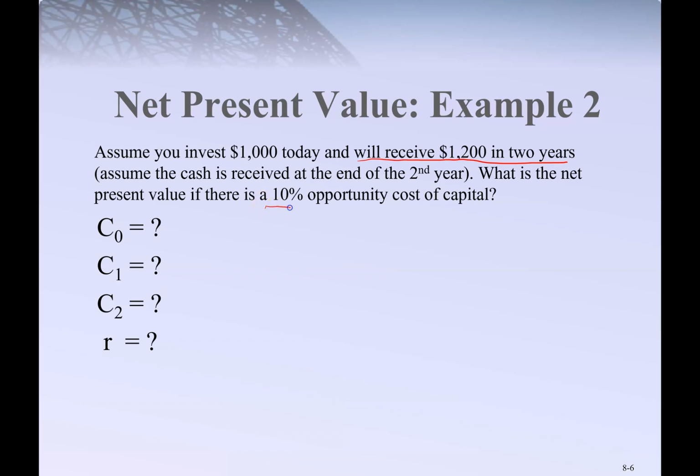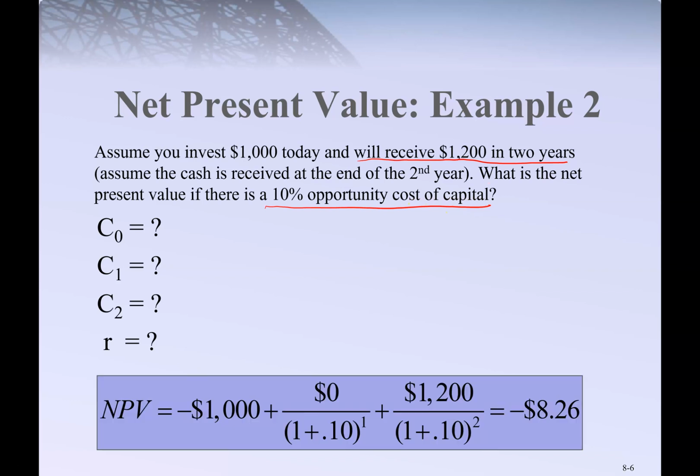Okay. And again, the opportunity cost of the capital is 10%. So what is the net present value? The net present value of this project is negative $8.26. Right? This is actually pretty surprising. Why? Because this project is not a terrible project, right? Because you spend $1,000 and you will get $1,200 in 2 years. So by no means do you lose money by investing in this project. So why is the net present value negative?